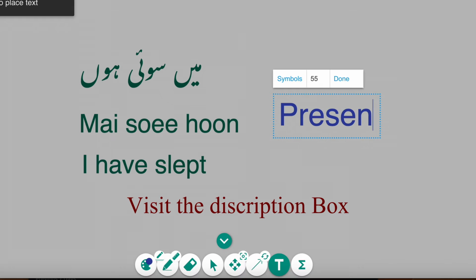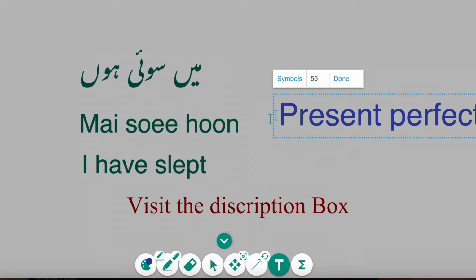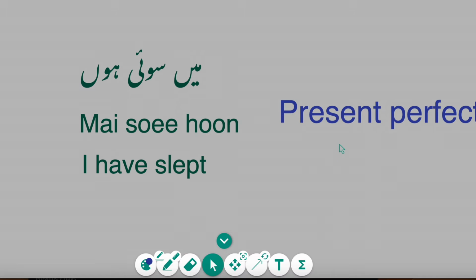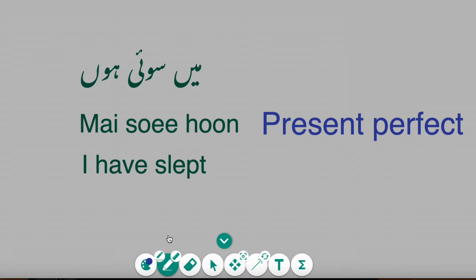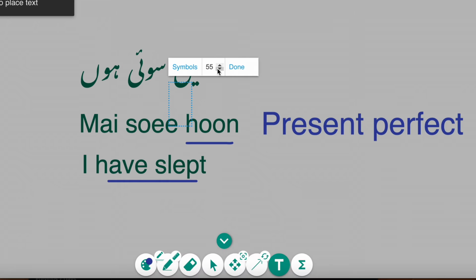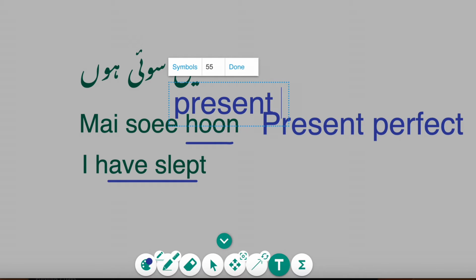playlist on my channel. The sample sentences that I'm going to use today are going to be very simple because this lesson will cater to beginner level students. So the second tense will be present perfect tense, which is something that happened in the past but still is relevant right now. So I have slept.